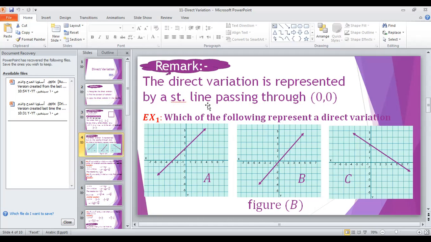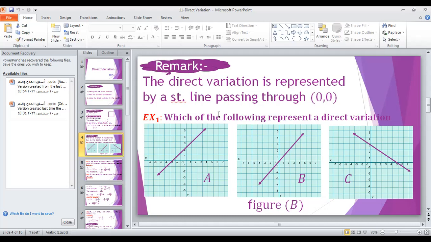This straight line must pass through the origin point. Again, we say that b equals mx. This function is a linear function, and we know that a linear function is represented by a straight line, but this straight line must be passing through the origin point.